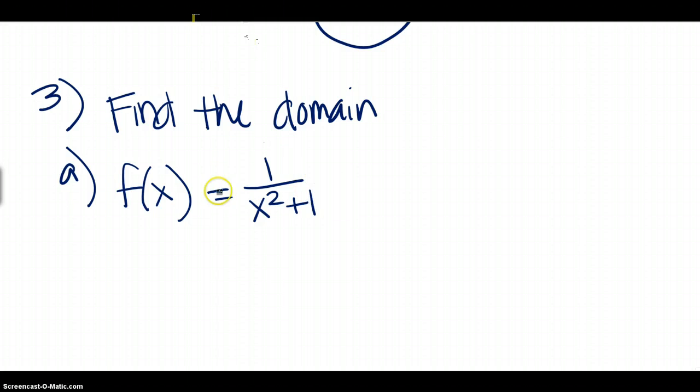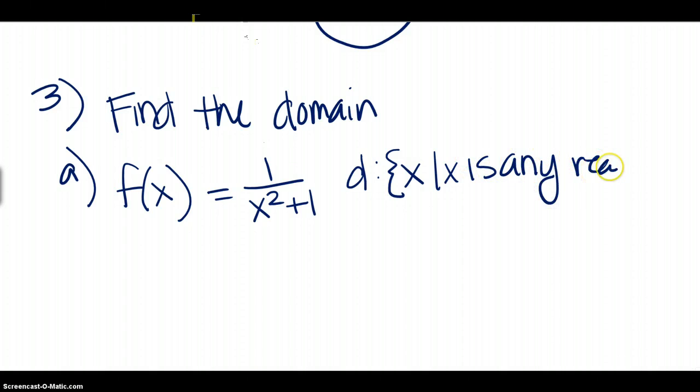So we're going to ask ourselves, what would make this equation undefined? A number that could fit in there that would make it undefined. The only way to make it undefined would be to have 0 in the denominator, which would happen if x squared was negative 1. But there's no way for x squared to be negative 1. So our domain in this case, and we write it in set notation, is x such that x is any real number. So in this case, x can be any real number, but this does not always happen.